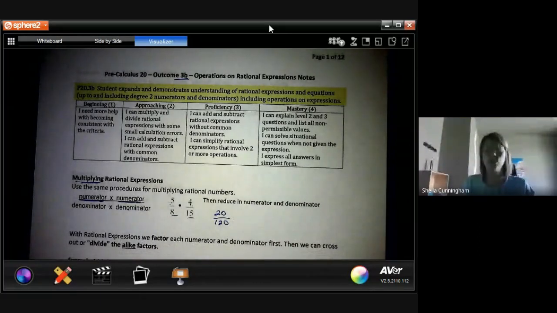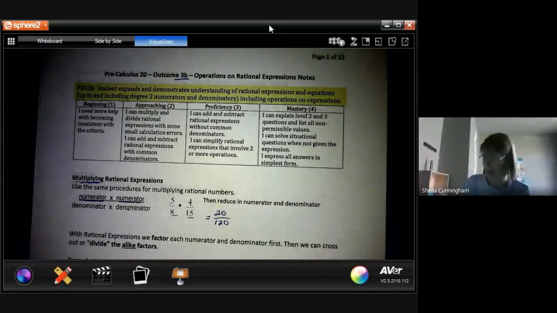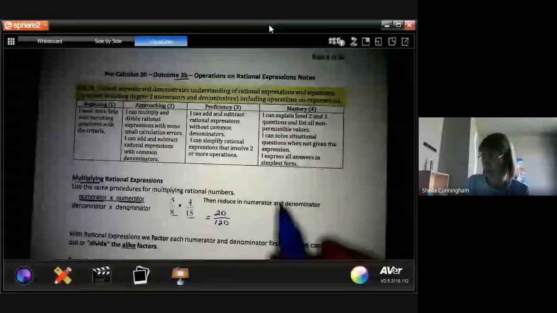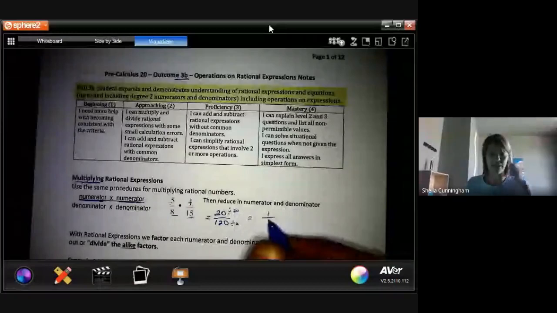Same thing when we have a fraction, we want to reduce it. We want to try and make it smaller if we can. So you always look at your final answer that you've got, but you're going to see if you can reduce the numerator and denominator. In this case, I could divide both of these top and bottom by 20, and I'm going to get 1 over 6 as a final answer.